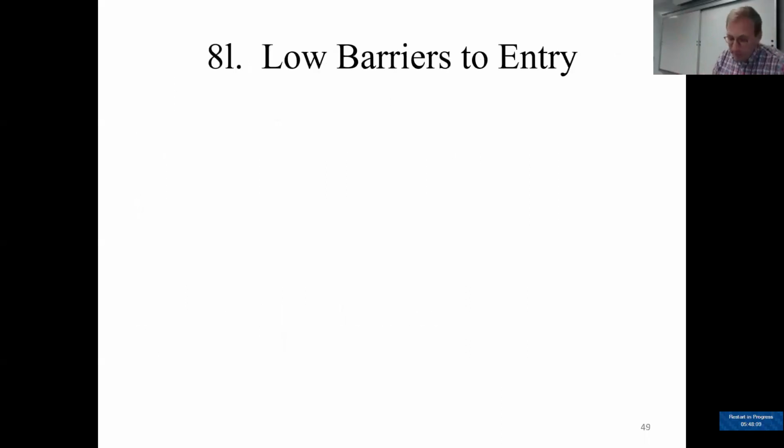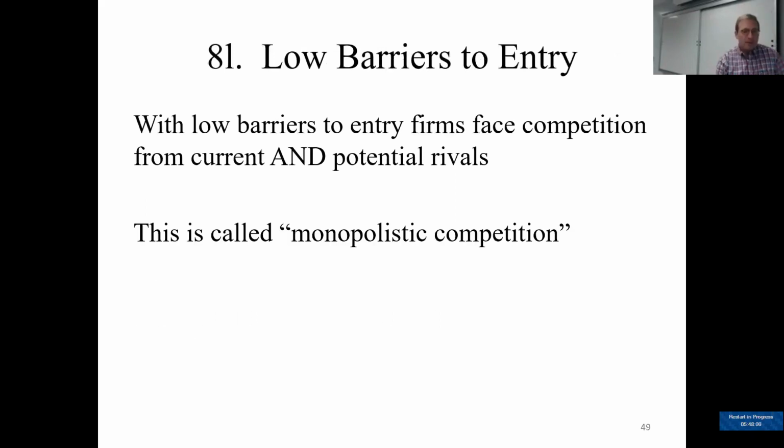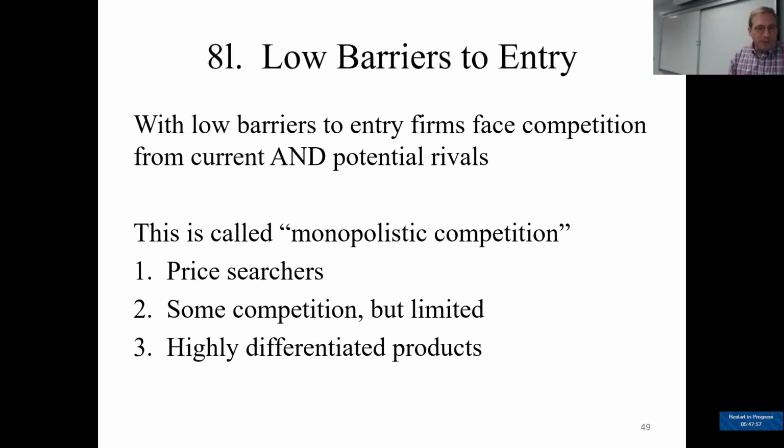So, wrapping up here, we have monopoly. Here we are. Two situations: monopolistic competition, price searchers, some competition, highly differentiated products. This is what we see a lot in the US. This is the typical situation where there's just enough difference between the products. Shoes are an example, cars are an example, computers are an example. So it's not a perfectly competitive market.